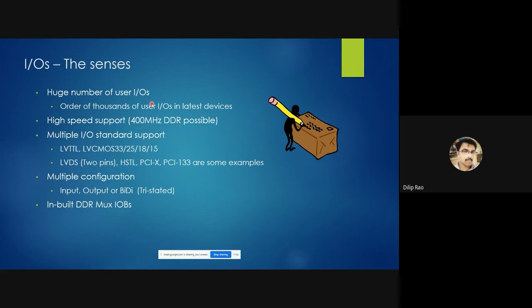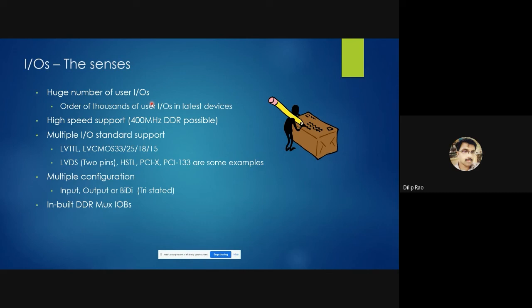So these IOs are going to implement, or are equivalent to, the IO cells of an ASIC. They can support several IO signaling standards. It can be a differential standard, or it can be a single-ended standard. And there are several possibilities in that. There are several possible signal standards which are defined from the protocol point of view.